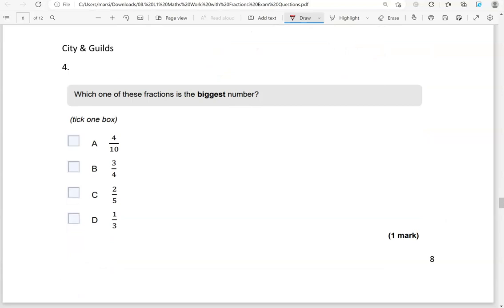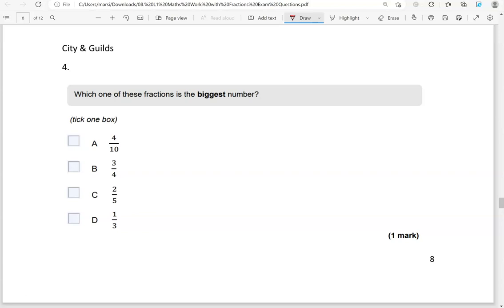Which one of these fractions is the biggest number? 4/10, 3/4, 2/5, or 1/3? Now, we can compare the fractions by finding common denominators, or finding equivalent fractions in here. But we can use a calculator, so the easiest thing to do is to convert these into decimals.